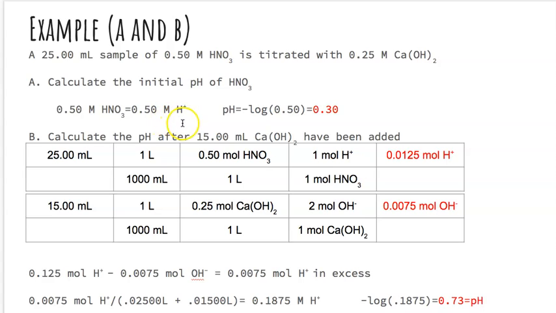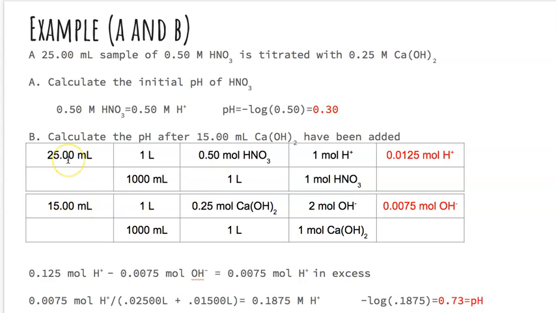Now, since we know the concentration of H+, pH is just the negative log of that. Negative log of 0.5 is 0.3. So all we had to do for part A was take the negative log of that concentration. In part B, though, we need to find the moles of H+ and the moles of OH-. We need to find the difference and use that to find the H+ concentration.